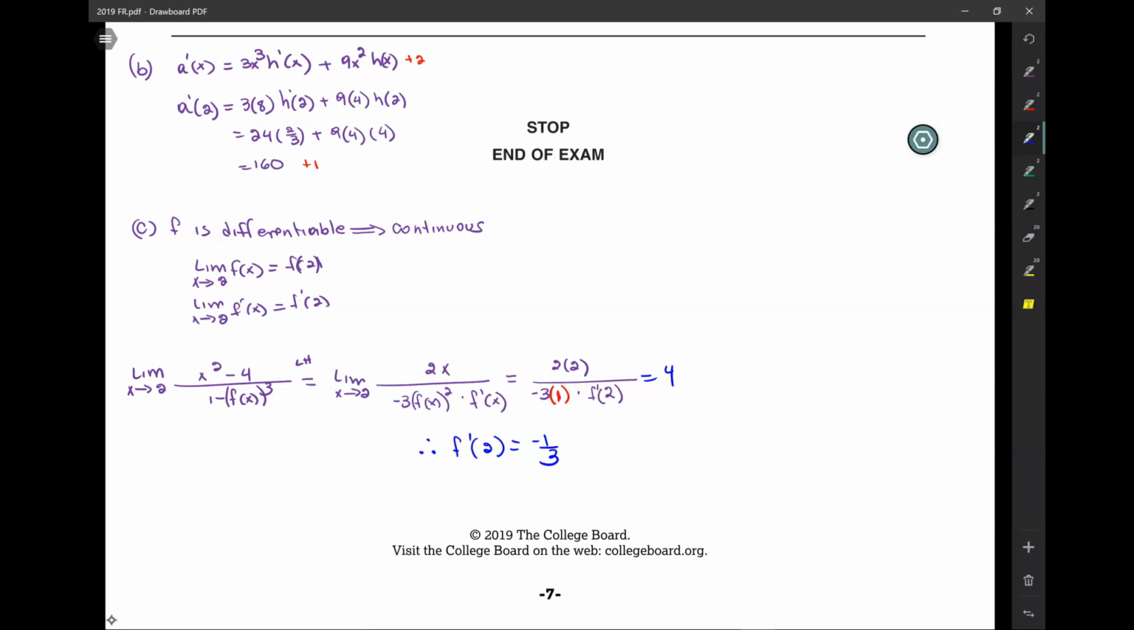Okay. So scoring for this: the fact that you set it equal to 4 was 1 point. When you find f of 2, that was 1 point. Applying L'Hopital's rule is 1 point. Finding f of 2 is another point. Knowing to set it equal to 4 is another point. And then this is another point. 4 points.